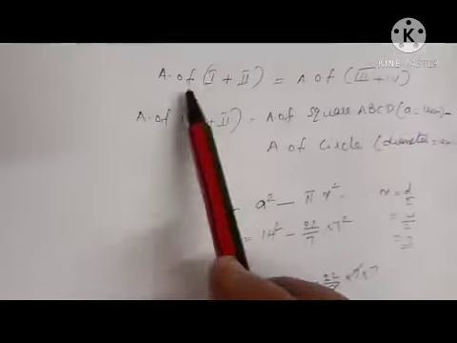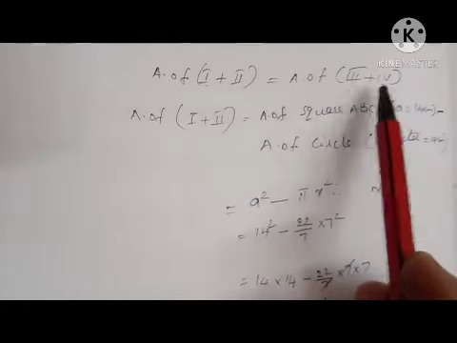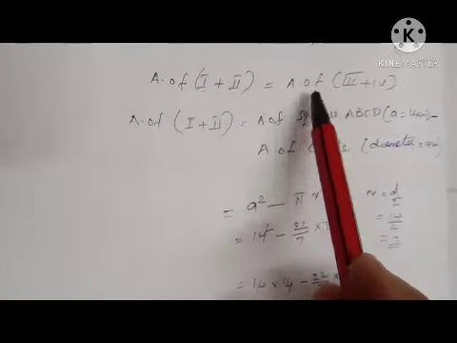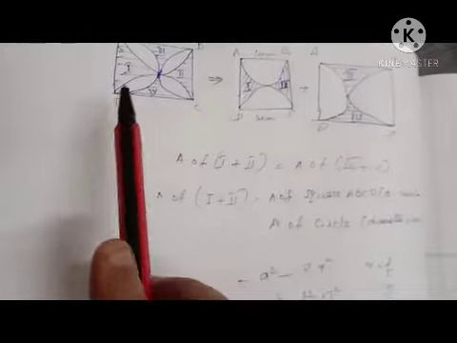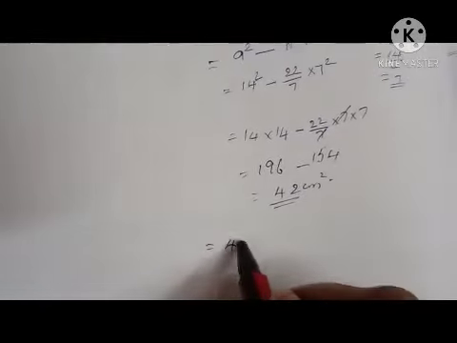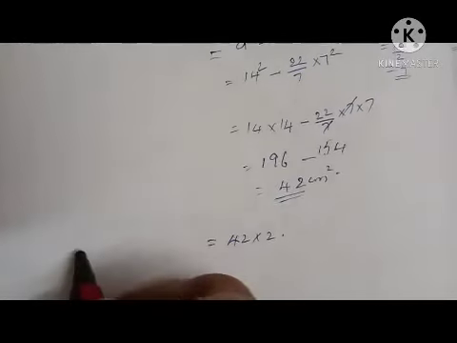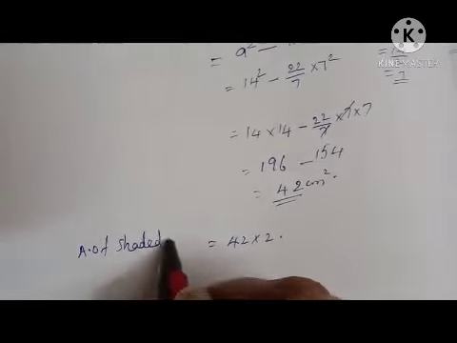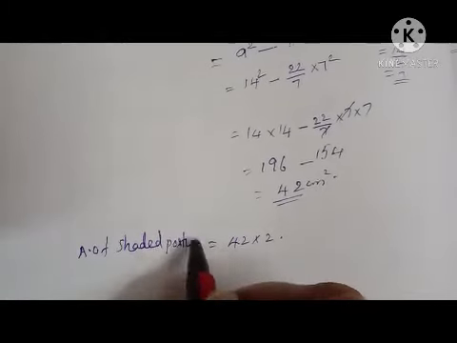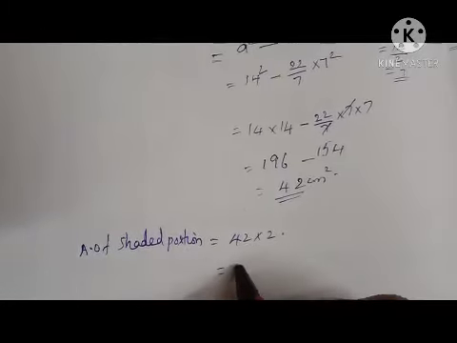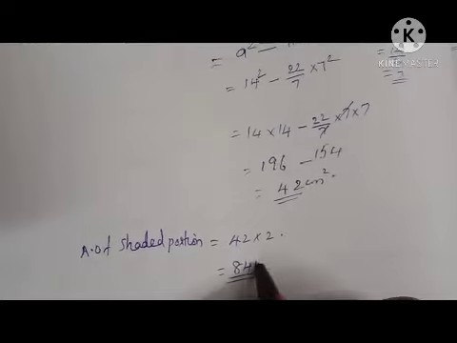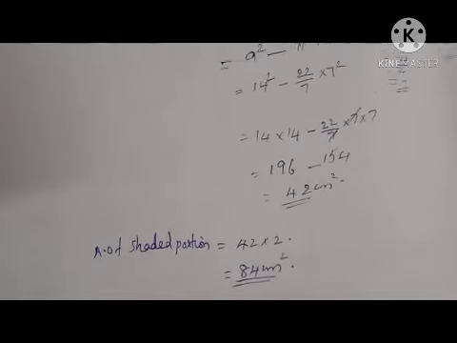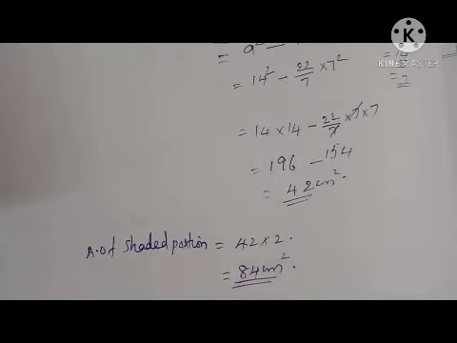We know that area of 1 and 2 and area of 3 and 4 are same. So what will be the area of this total shaded portion? That is equal 42 into 2. Area of shaded portion equal 42 into 2 is equal 84 centimeter square. This is the area of the shaded portion.